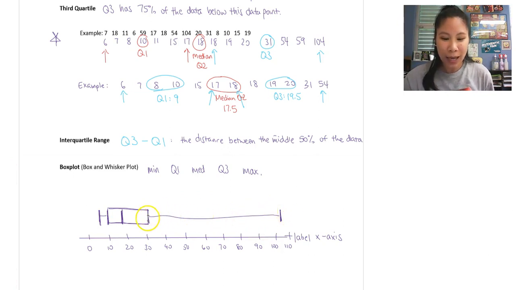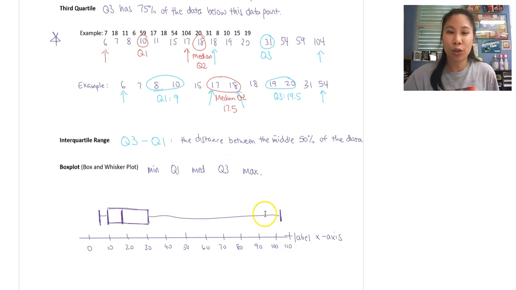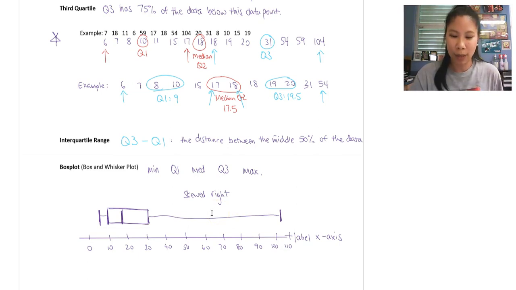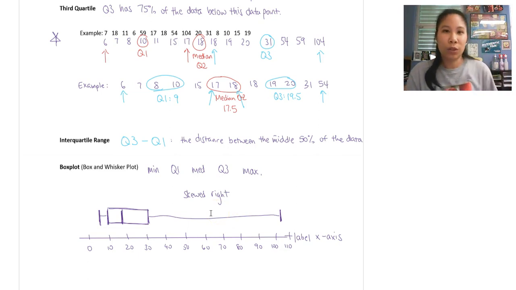This just means that we have a lot fewer numbers on this side of the graph. So a long whisker like this actually tells you the direction that it's skewed. Because if we don't have a lot of numbers over here, then if you were to make a histogram or something, you would have much shorter bars there. So this graph would be skewed right because we have a long whisker on the right side of our box plot. If the long whisker was on the other side, then it would be skewed left.